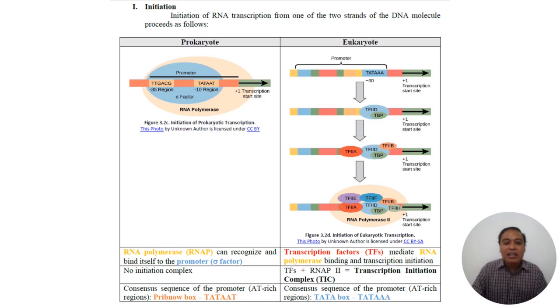For the eukaryotic transcription, you have the consensus sequence called the TATA box, which would be TATAAA. So that would be an AT-rich region. So take note of this one. This one contains the transcription initiation complex for the eukaryote, while the prokaryote does not have any initiation complex. So that's for the process of initiation.